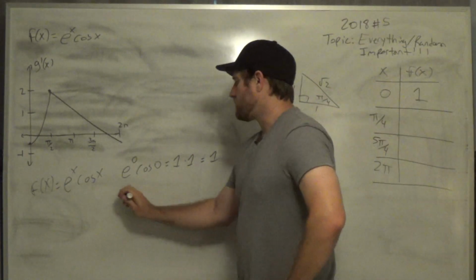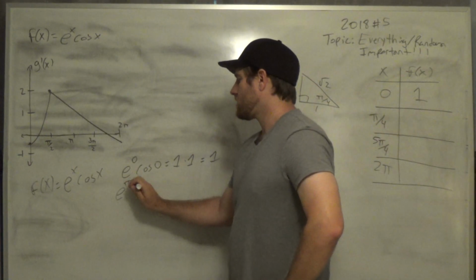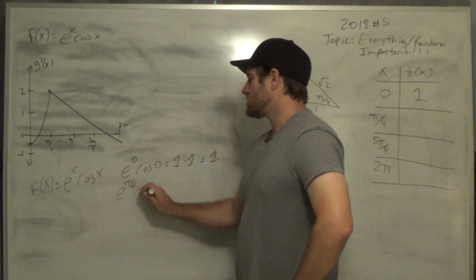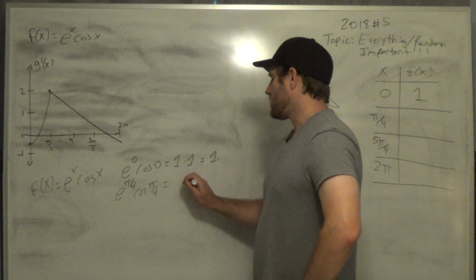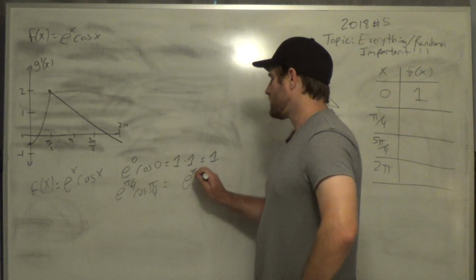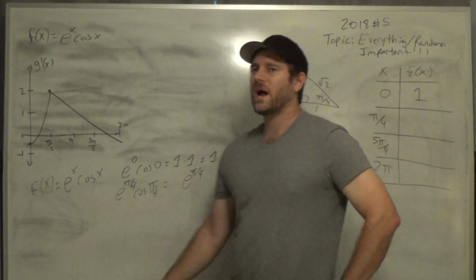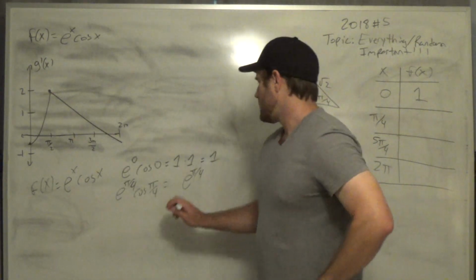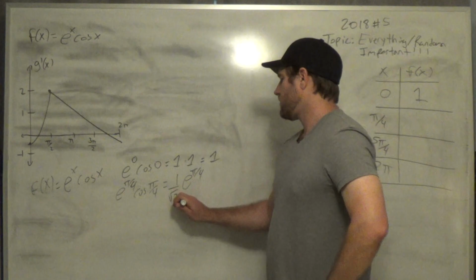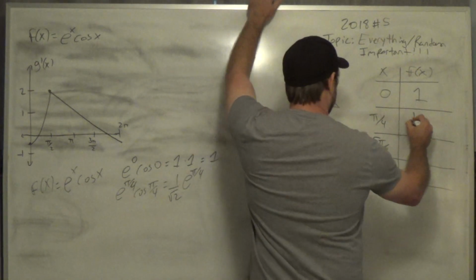Now let's plug in pi over 4. e to the pi over 4, cosine of pi over 4. I don't know what e to the pi over 4 is, but I'm going to leave it e to the pi over 4. And cosine of pi over 4, cosine is positive in this quadrant, and it's 1 over the square root of 2. I'm not going to simplify that.